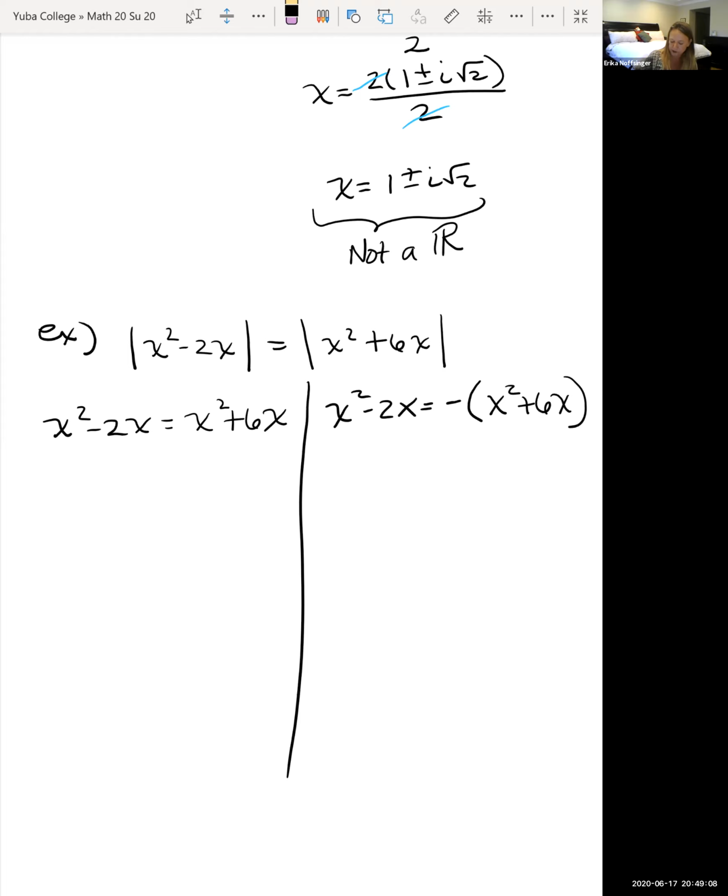Okay, so looking at the first equation, I notice it's quadratic. So I would try to get everything to one side of the equation, but once we move over the x squared, notice they go away. And so then we're just left with -2x has to equal 6x. So get x's to one side of the equation. If we subtract 6x on both sides, we get -8x equals 0. Divide by -8, well, x is equal to 0 over -8, which is just 0.